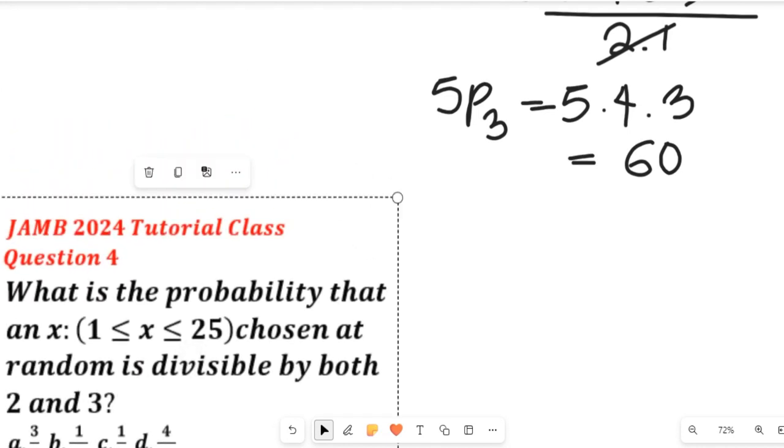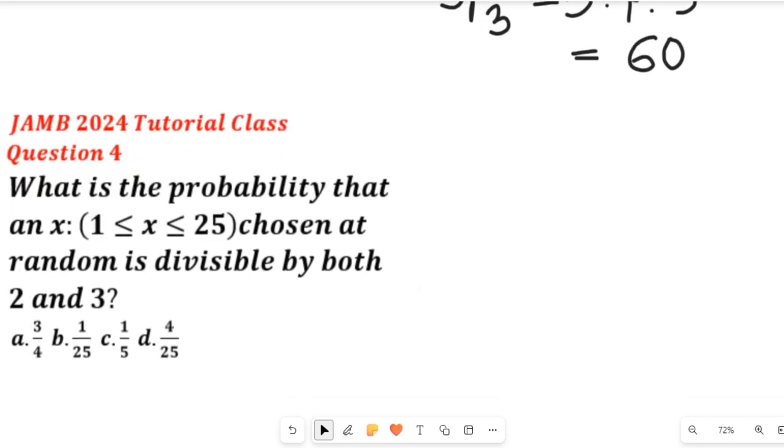That x, which ranges from 1 less than or equal to x less than or equal to 25, chosen at random, is divisible by both 2 and 3. Now if you are given this question, how do you solve it? Now let's look at how we can solve this question.